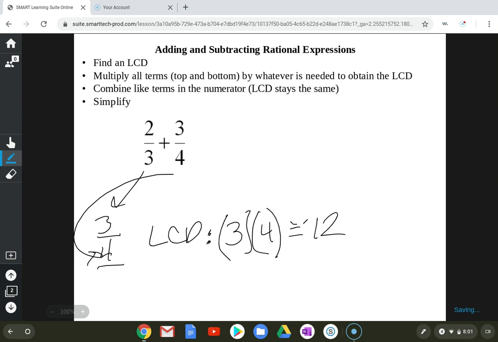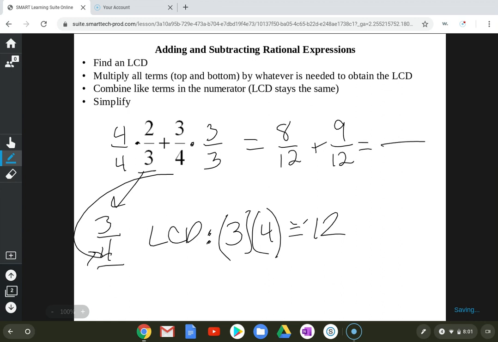All right, so next we have to multiply all terms by whatever is needed to obtain the LCD. If you look at this first term, the denominator is 3. I need to turn it into a 12, which means I'm going to multiply the top and bottom by 4. Next denominator is 4. It needs to become a 12, so I'm going to multiply top and bottom by 3. When you multiply fractions, you multiply straight across, so we get 8/12 plus our second fraction, 9/12. Don't reduce these because the whole point is to have that common denominator.